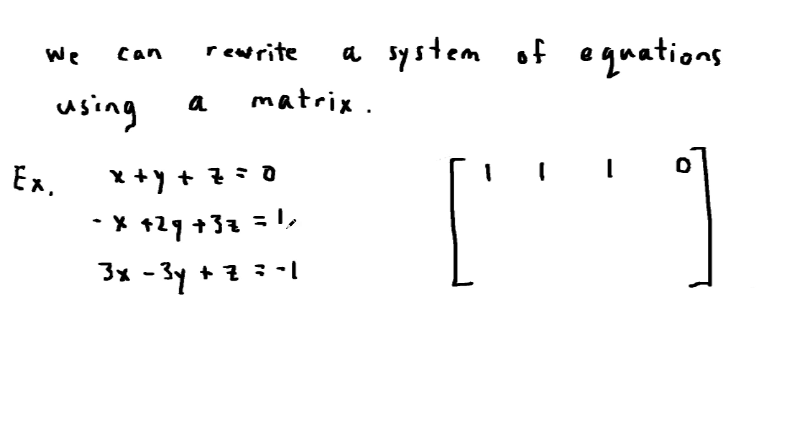Now move on to the second equation. We see that the coefficients are -1, 2, and 3. So let's write that: -1, 2, and 3. On the right hand side, we have 1. Let's move on to the third equation. The coefficients are 3, -3, and 1. So 3, -3, and 1. The constant term is -1. So let's write that here.